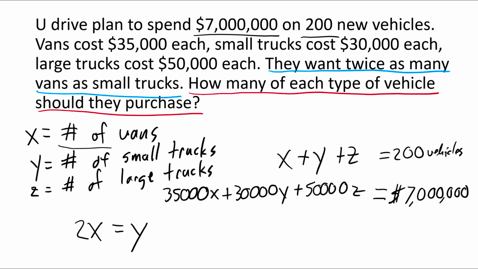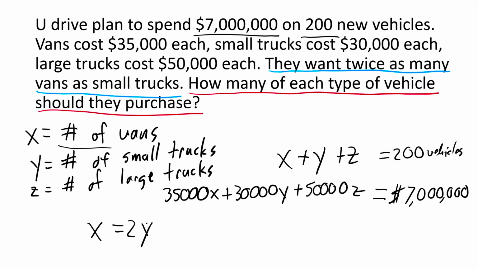Well, the reason why is because this equation, 2x equals y, when we read an equation, we start with the variable if it's by itself. So what this says is y equals 2x, or the number of small trucks is double the number of vans, which is actually the opposite of what we wanted. So what we really want here is x equals 2y. And what this says is the number of vans equals double the number of small trucks. And that is exactly what we want.